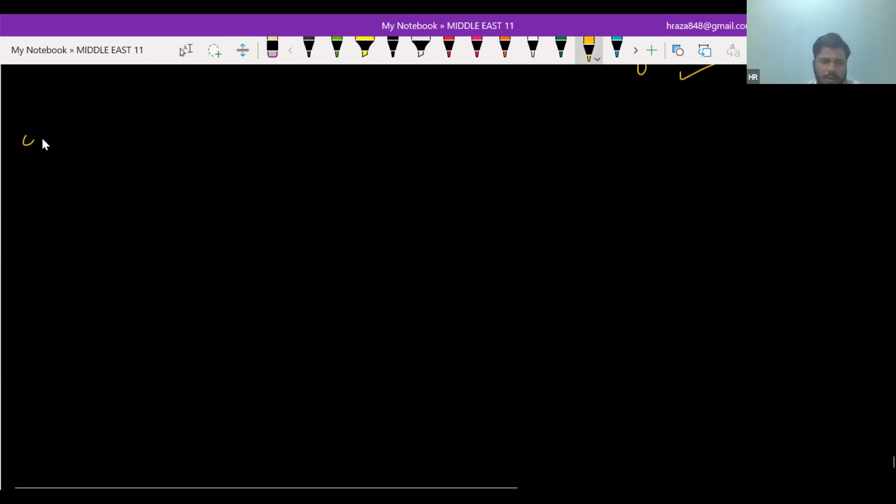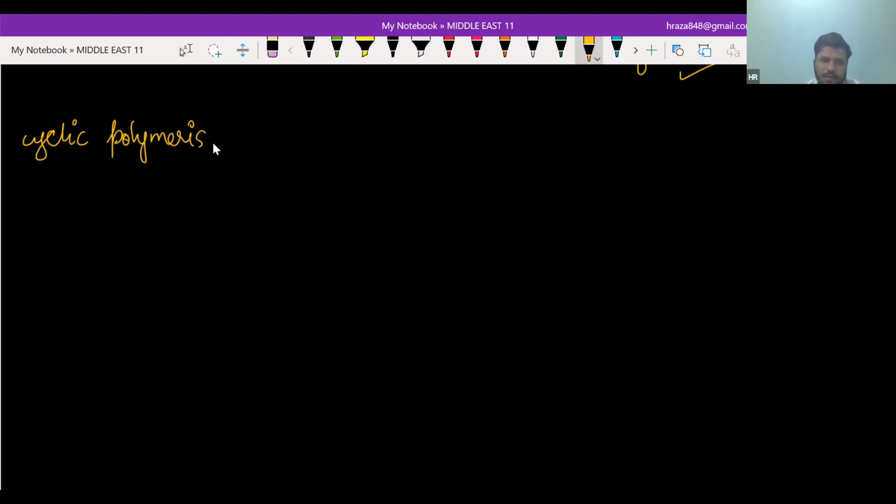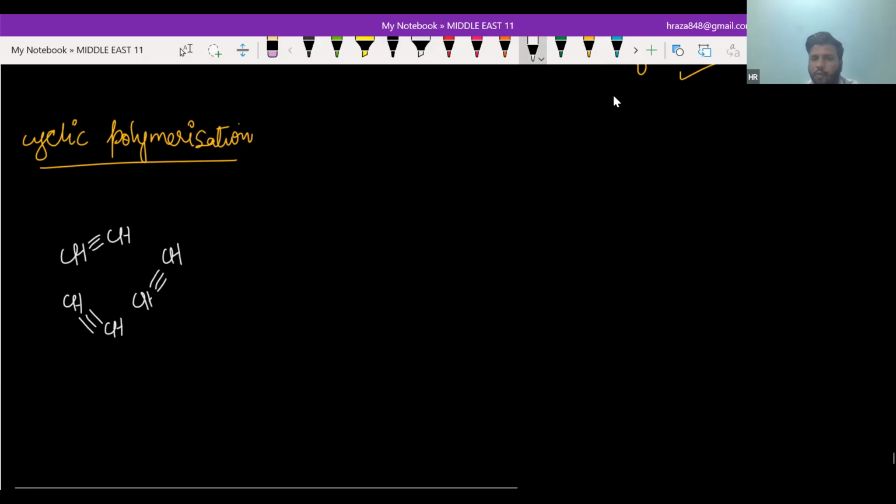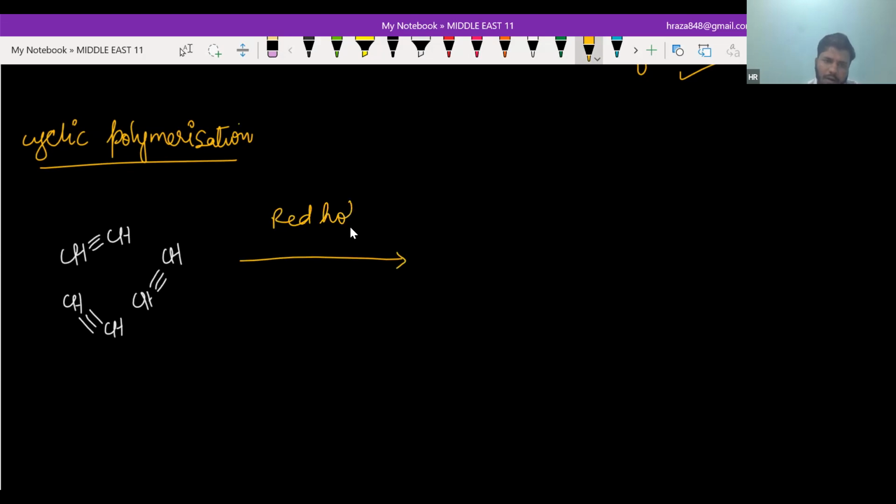Moving to the next chemical property, that is known as cyclic polymerization. See what happens here. When 3 moles of ethyne are heated in a red hot iron tube, they will polymerize with each other to form benzene. Red hot iron tube at 873 Kelvin.